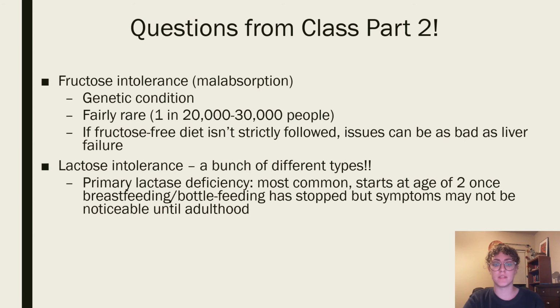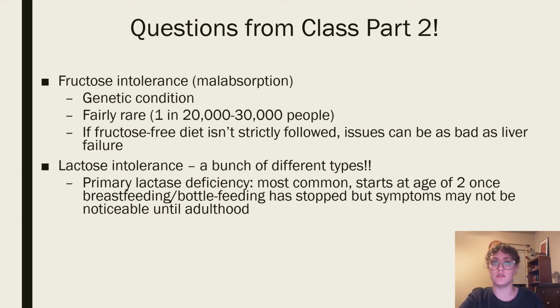I also found out, I didn't know this, but with lactose intolerance, there's a bunch of different types. There's 3 main types that I found. They're all called lactase deficiency instead of lactose intolerance, but it's basically the same thing: you just don't have the enzyme lactase. The first one is primary lactase deficiency. This is the most common and starts at the age of 2, but you might not see symptoms till adulthood. It starts at age 2 because that's when breastfeeding and bottle feeding has stopped.